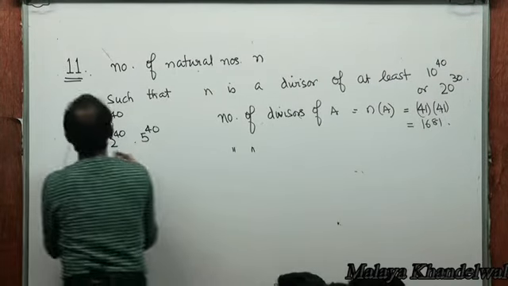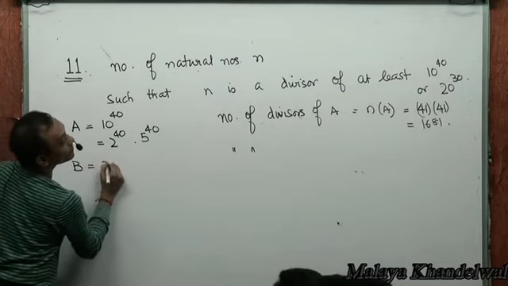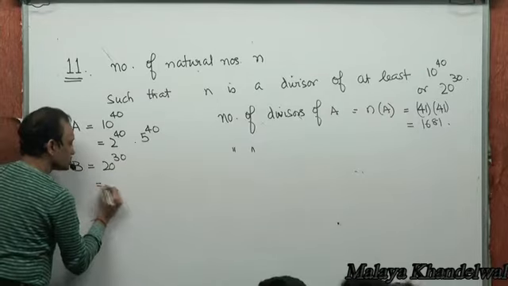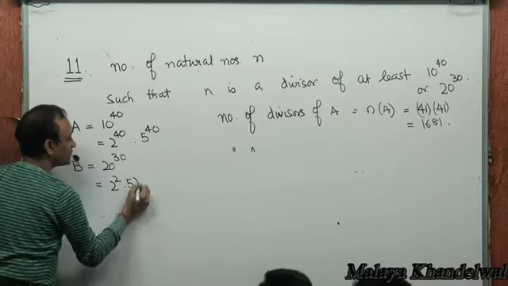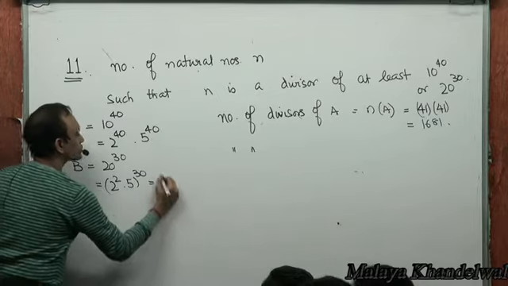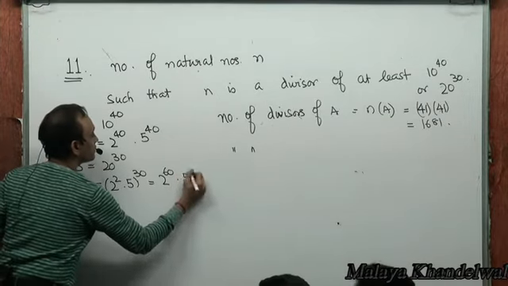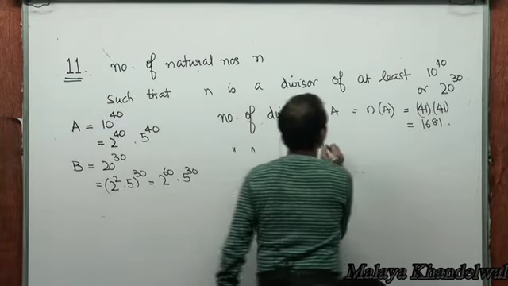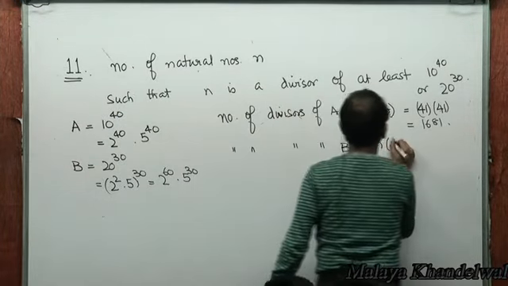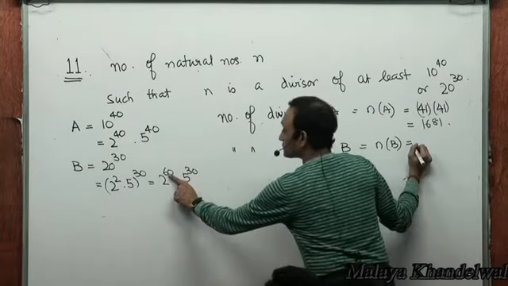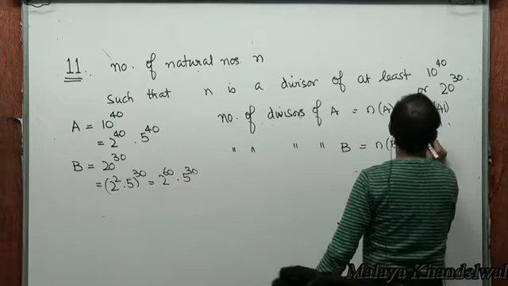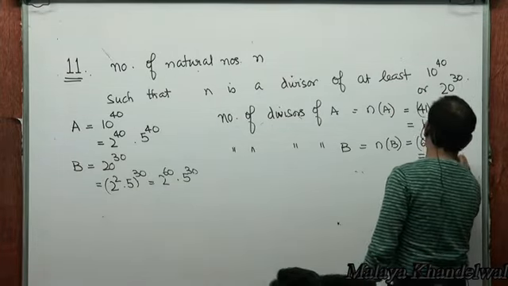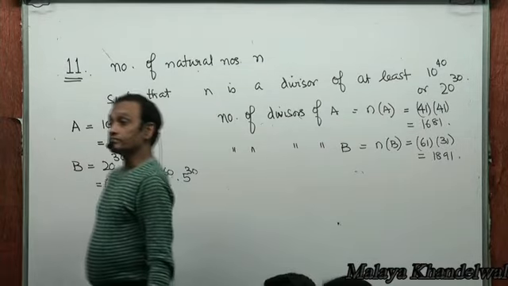Now the other number B is 20 to the power 30. This is 2 squared into 5, whole to the power 30, which is 2 to the power 60 into 5 to the power 30. Now the number of divisors of B is 61 into 31, which is 1891.